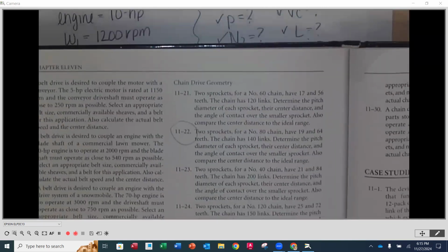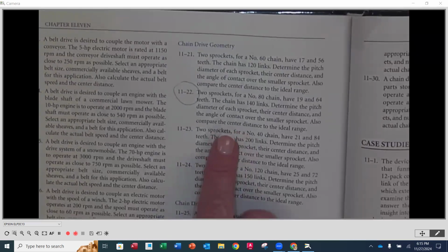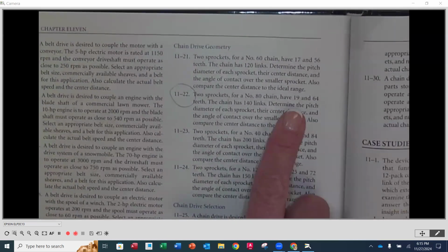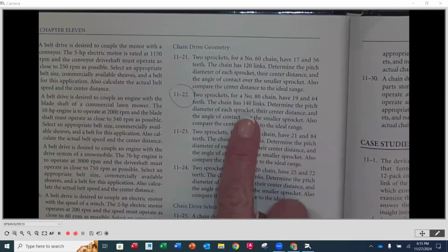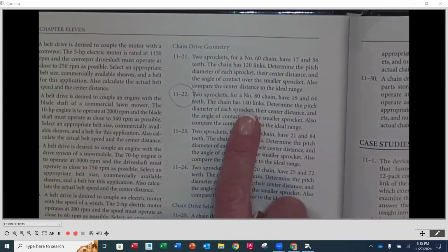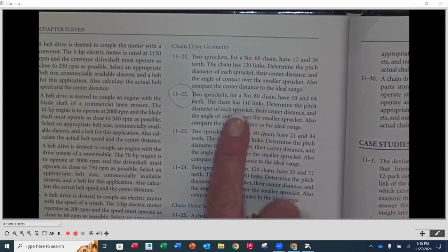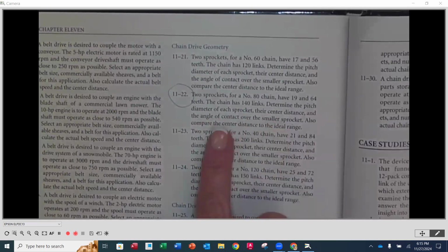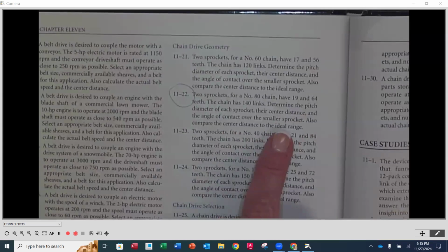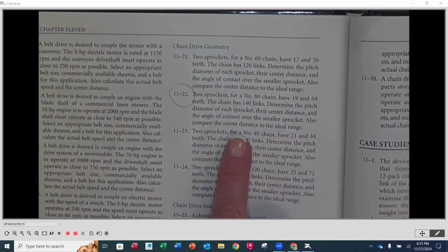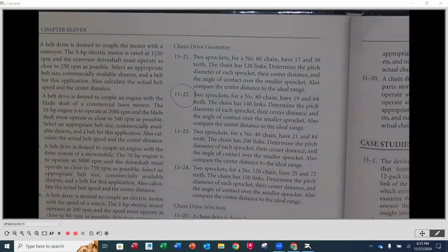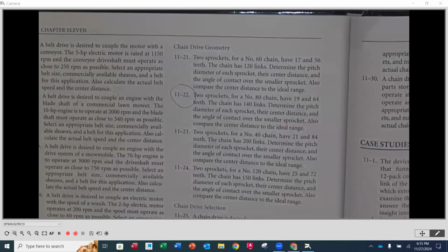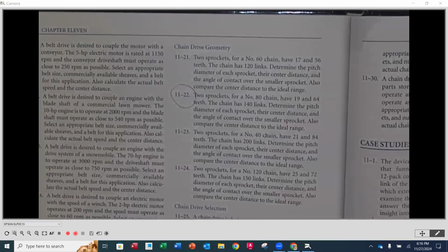The next one that you have is going to be 11-22: 2 sprockets, number 80 chain, 19 and 64 teeth. The chain has 140 links, so you already know how long that is. Determine the pitch diameter of each one of the sprockets, their center distance, and the angle of contact over the smaller sprocket. Also compare the center distance to the ideal range. So what you're going to do is determine what that ideal range is, and then let me know, are you in the ideal range or not? Okay, so some way relay that information.